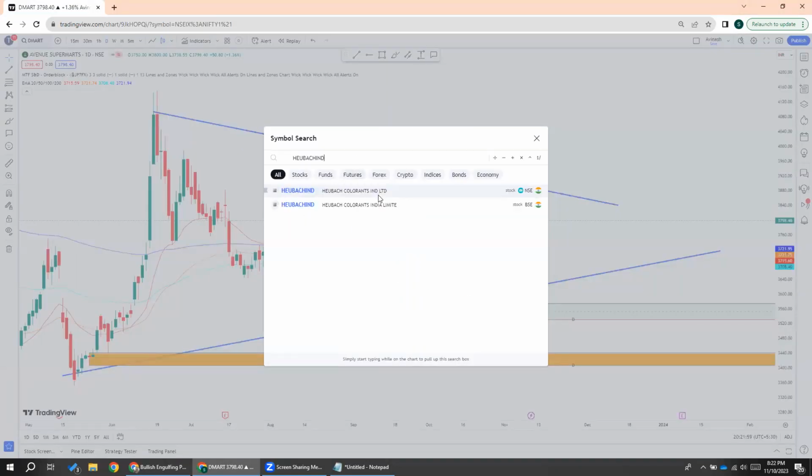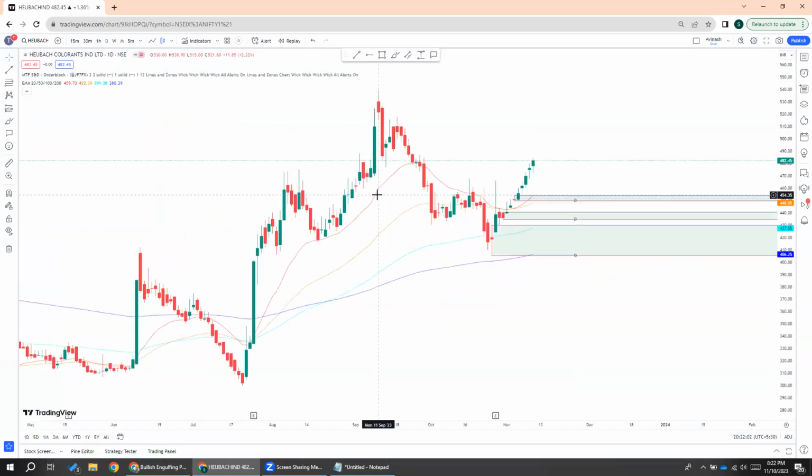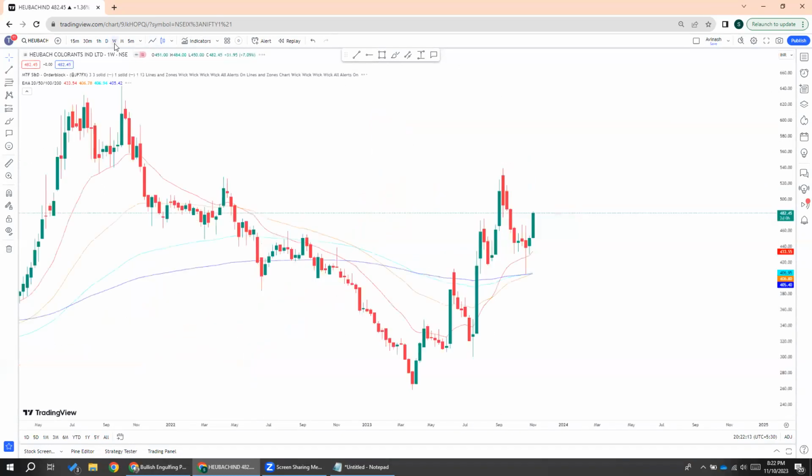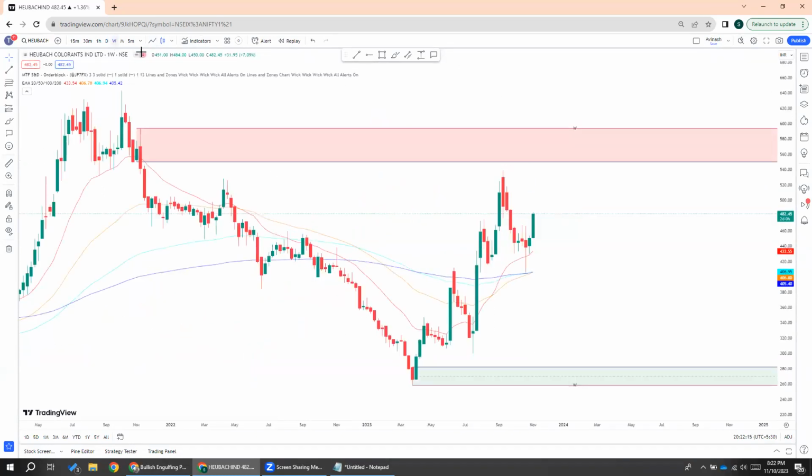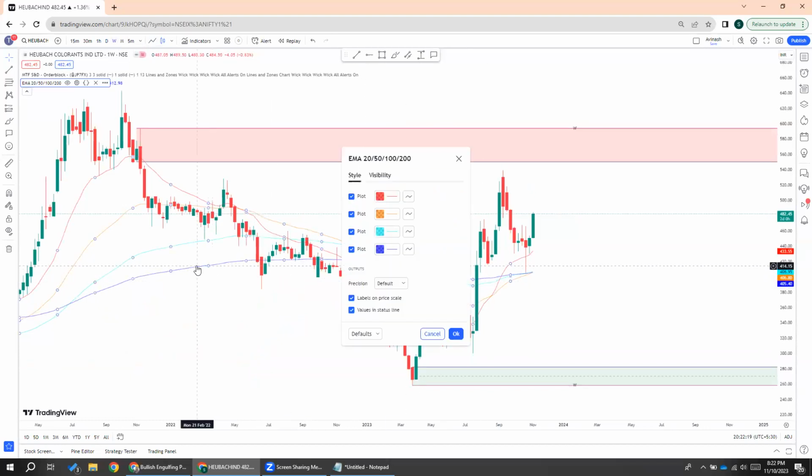Hipa Colorants Limited. Slowly and steadily it is making progress now. First level resistance has been broken and it is continuing with the second. Great, a very good chart. You can see the 200 DMA.